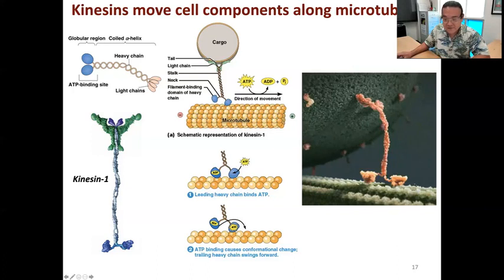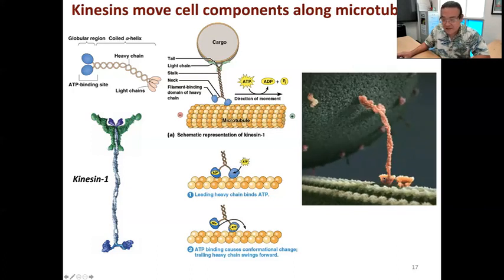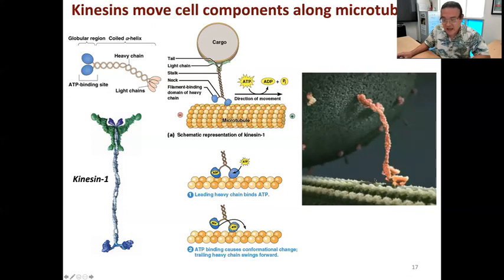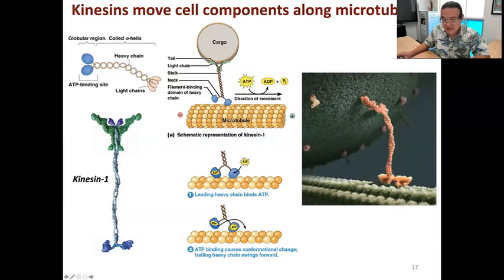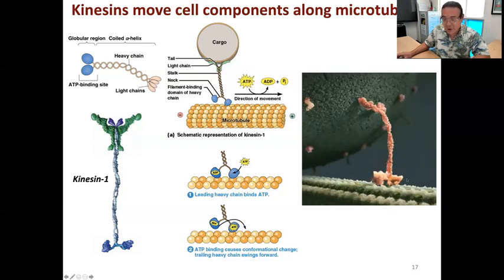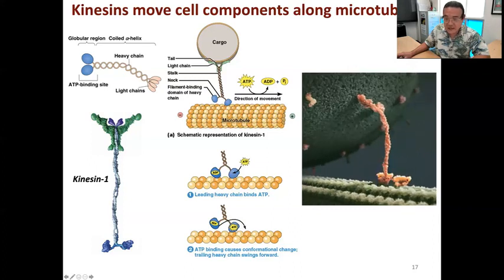So as the foot that's in the front binds to ATP, it causes the rear foot to swing in front. Then it cleaves the ATP to ADP, so it swings back up and binds another ATP, right? Over and over and over again.